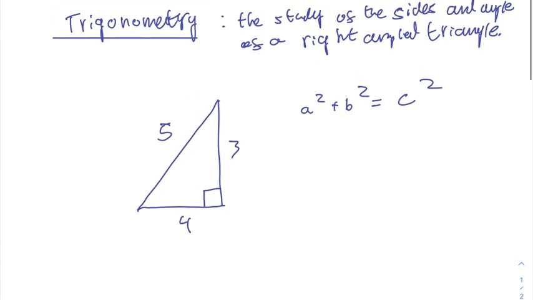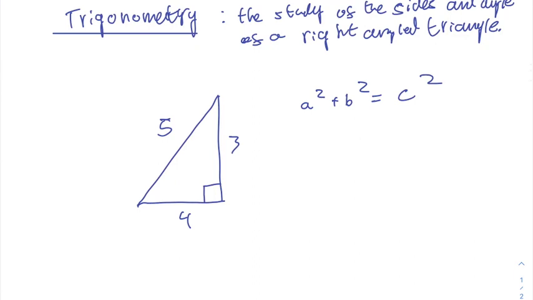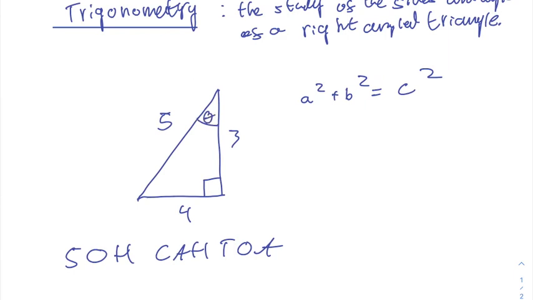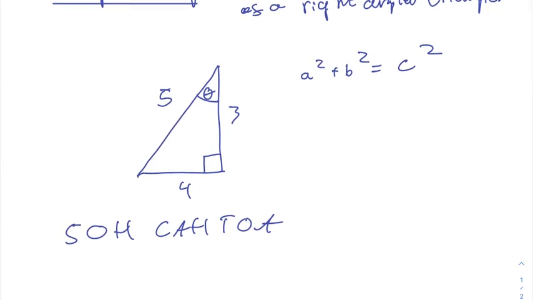Now, I'm sure that most of the students who have been watching this know of the mnemonic, which is called SOHCAHTOA, which can be used to find the ratio of the sides relative to a certain angle. So let's say we have an angle here, which is called theta. So before I begin, I first would like to explain what the mnemonic actually stands for.